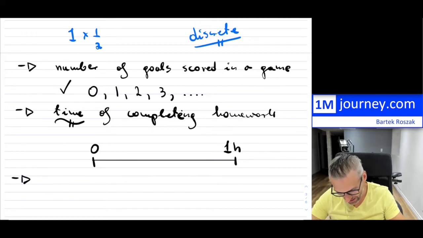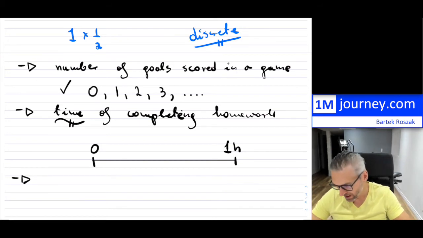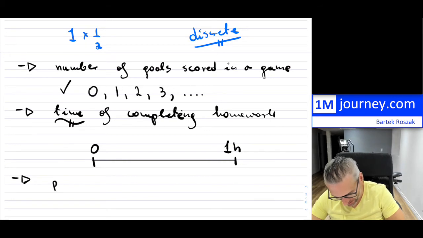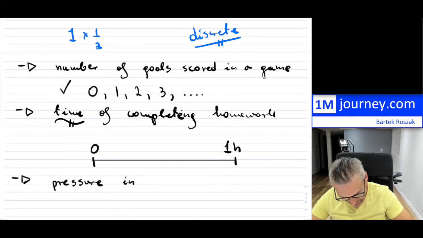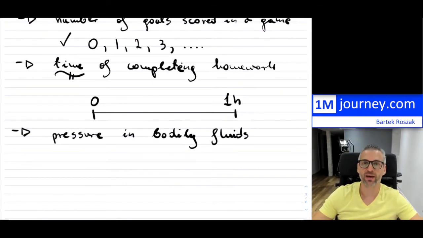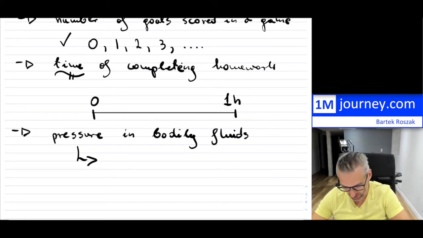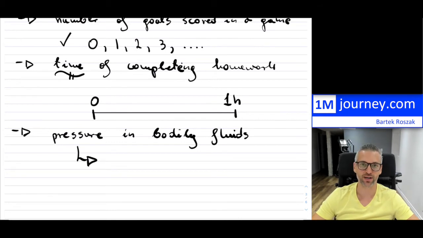Okay, so here's another example. The result of flipping a coin, we knew, was discrete. Rolling the dice was also discrete. But what if we were measuring some pressure in bodily fluids, maybe like blood pressure? Depending on what you have, maybe the pressure is being rounded, so it might become discrete because you're rounding it.